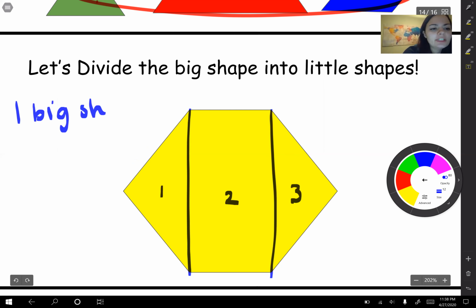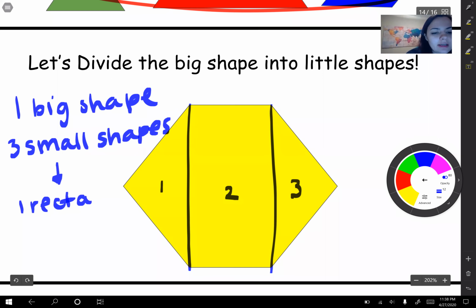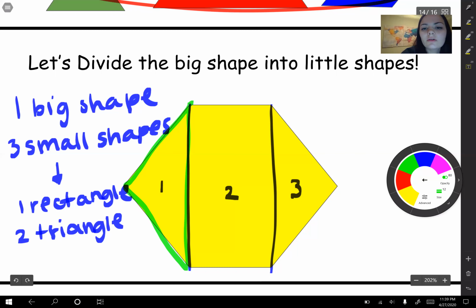And then I have 3 small shapes. And if we're going the extra mile, we're going to see that out of the 3 small shapes, I have 1 rectangle and I have 2 triangles, right? Because this one has, we have 1, 2, 3, 1, 2, 3, 1, 2, 3, 4.